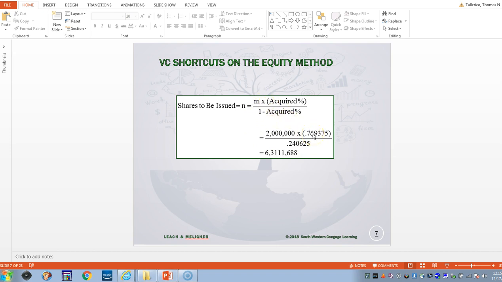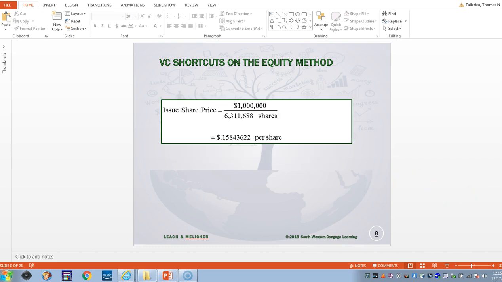Here's the acquired percent we just calculated, and here's 1 minus that. And the shares to be issued would be 6 million, to be similar to the other company, if you want a value compared to the other company. So you would have 6.3 million shares to be issued if you wanted to value that. And this would be the issue share price, right? 15 cents a share. Simply divide the number of shares into the 1 million.